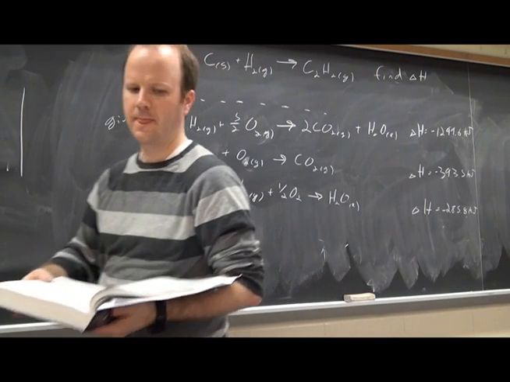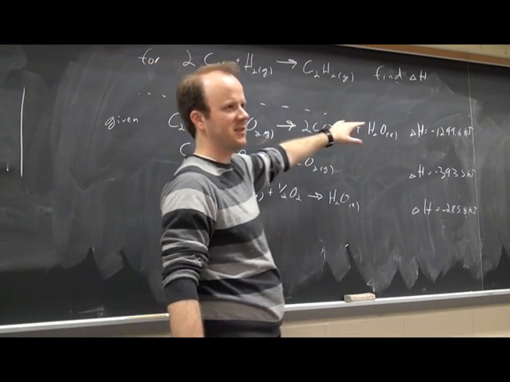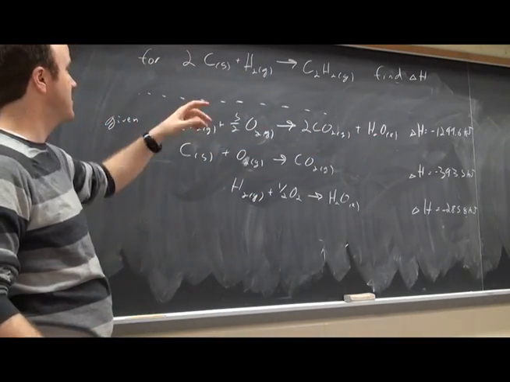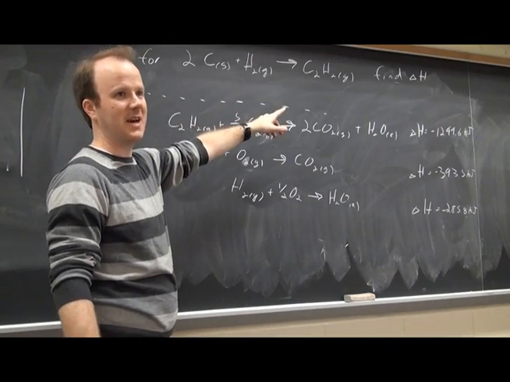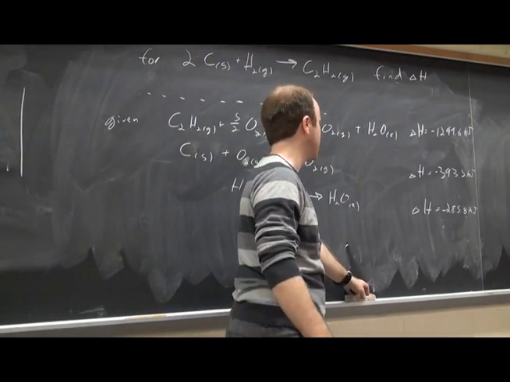Okay. So what's our strategy to solve this problem? What's the goal? What are we trying to do? To take the bottom 3 and make the top reaction. Exactly. So we're going to twist around the bottom reactions until we can add or subtract them or whatever we have to do in order to get the top one. I suggest just adding. If you add and subtract things, you're going to get messed up.